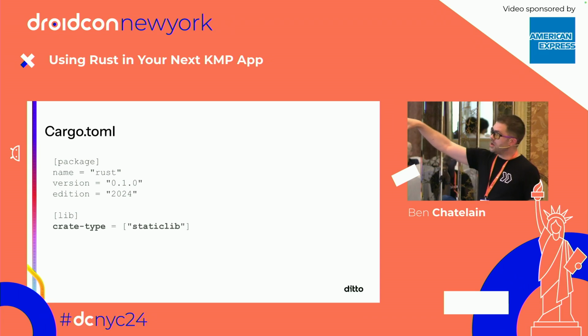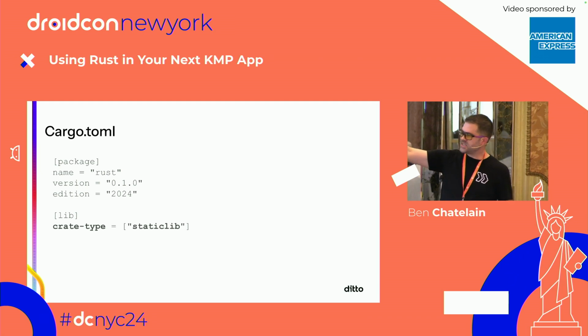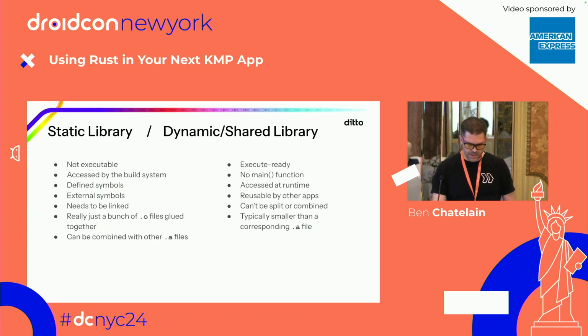Okay, Cargo.toml is sort of the configuration, kind of like package.json, where you're configuring your library. And we have to add this crate-type staticlib so that when we build it, it's going to output a static library. We're going to see a lot more of that static library.